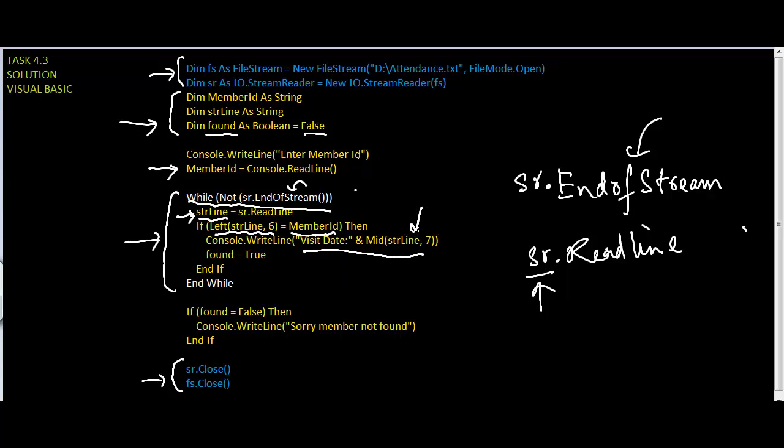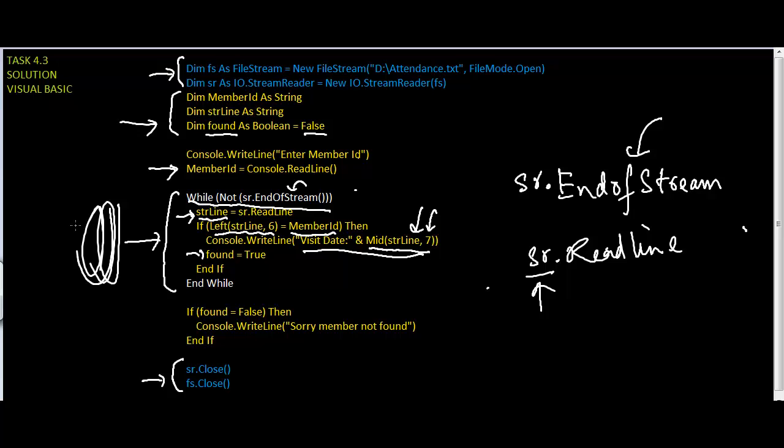In the output, we are going to output the date, and we've output the date using the mid function, which is a string manipulation function, and this string manipulation function will return all the characters in the line starting from position 7. Okay, found has been set to true, and this loop will keep running, right? So if we have multiple lines, this loop will run multiple times.